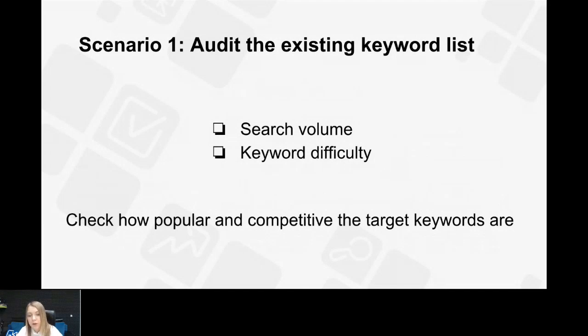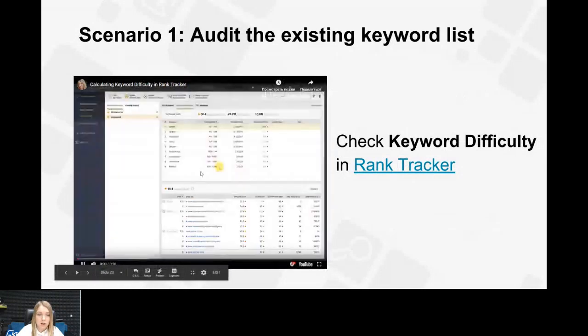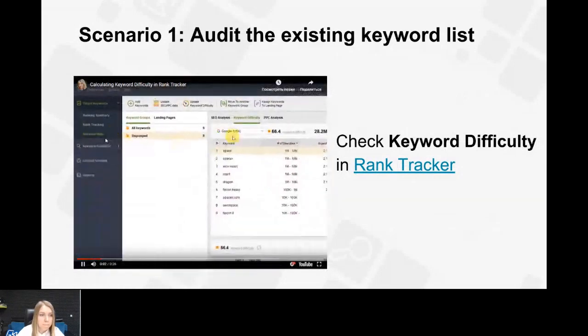And to evaluate keyword difficulty, you can go to the search results, copy the top 10 ranking URLs, and then analyze how strong they are. If you're using Rank Tracker from SEO PowerSuite, you should know that it's possible to do bulk analysis of keyword difficulty. Just let me show you this quick video.